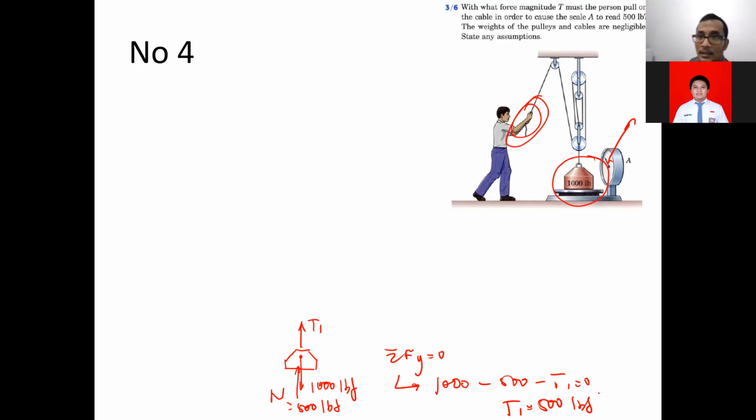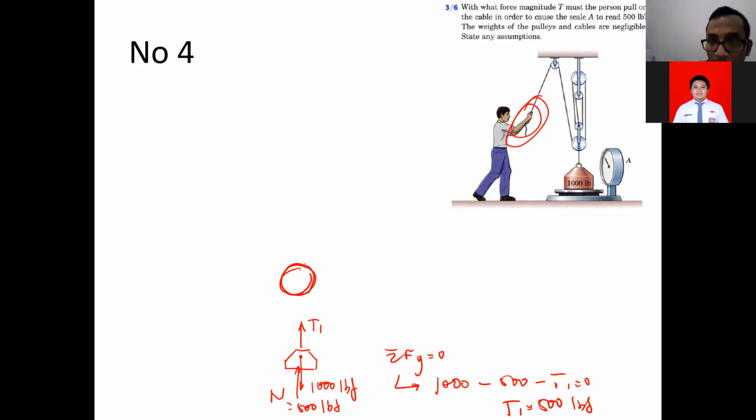Okay, then after that, Irsyad, which free body diagram are we supposed to draw? I think we should draw the pulley next. The pulley next to the 1000. You mean this one, right? Yes. Okay, so let's draw that particular pulley.